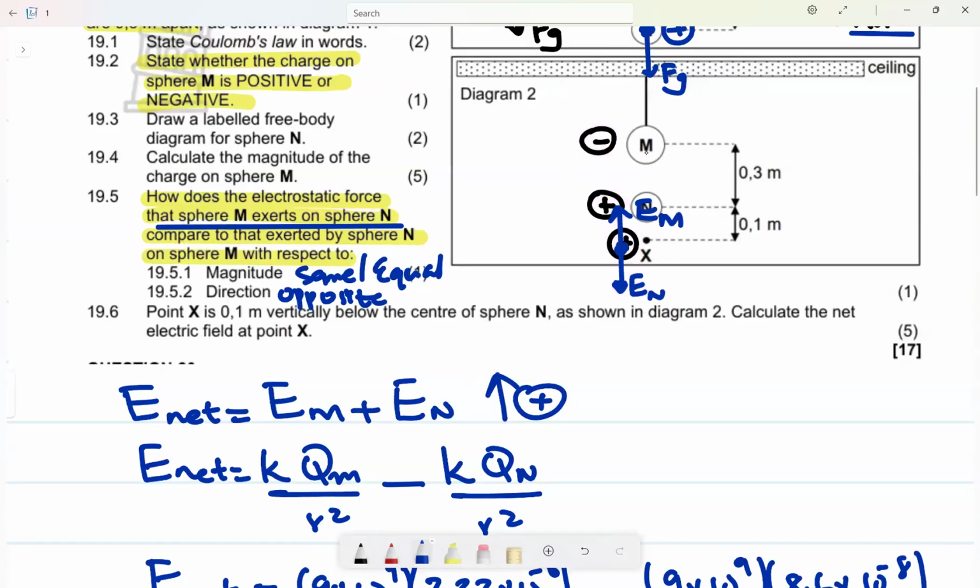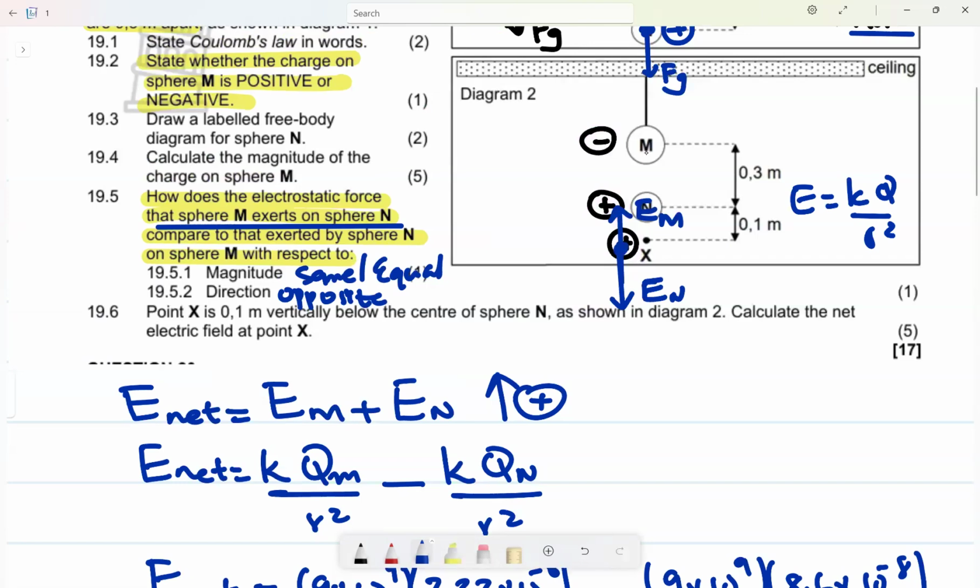When I check the direction here, this one will experience a greater repulsion force. It means now the electric field due to N will be greater as compared to M. Why? Due to the distance. If the distance is low, the electric field will be high. Why? Because E is equal to KQ divided by R squared. If the distance is low, the electric field is high. So it means now the electric field due to N on X will be greater than the electric field due to M on X.